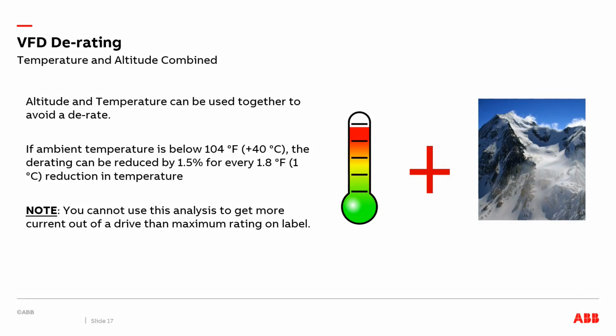So let's look at this kind of cool feature though. When we're looking at derating, we can actually combine temperature and altitude, and in some cases, we can actually avoid a derate. If we know that the ambient temperature is going to be below 104 degrees, or positive 40 degrees Celsius, the derating can be reduced 1.5% for every 1.8 degrees Fahrenheit, or 1 degree C, reduction in temperature.